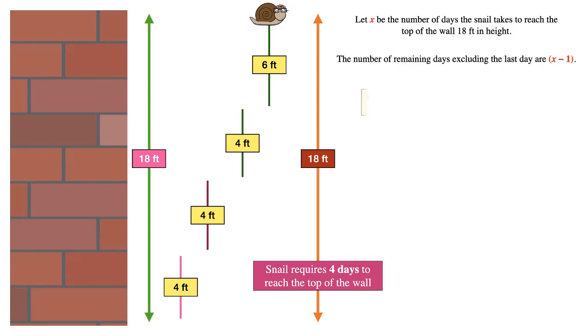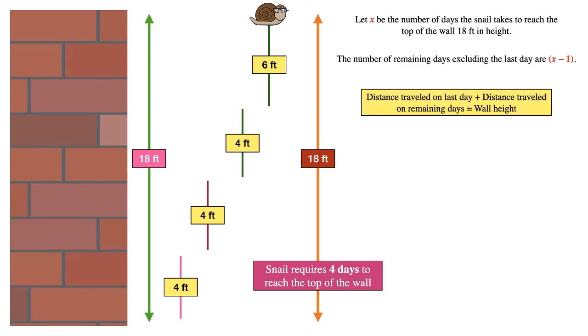Thus, distance travelled on the last day plus distance travelled on the remaining days equals the wall height, or 6 plus 4 times x minus 1 equals 18. On solving this equation, we get 4 times x minus 1 equals 18 minus 6, which is equal to 12, or x equals 12 over 4 plus 1, which is equal to 4. So, the snail requires 4 days to reach the top of the wall.